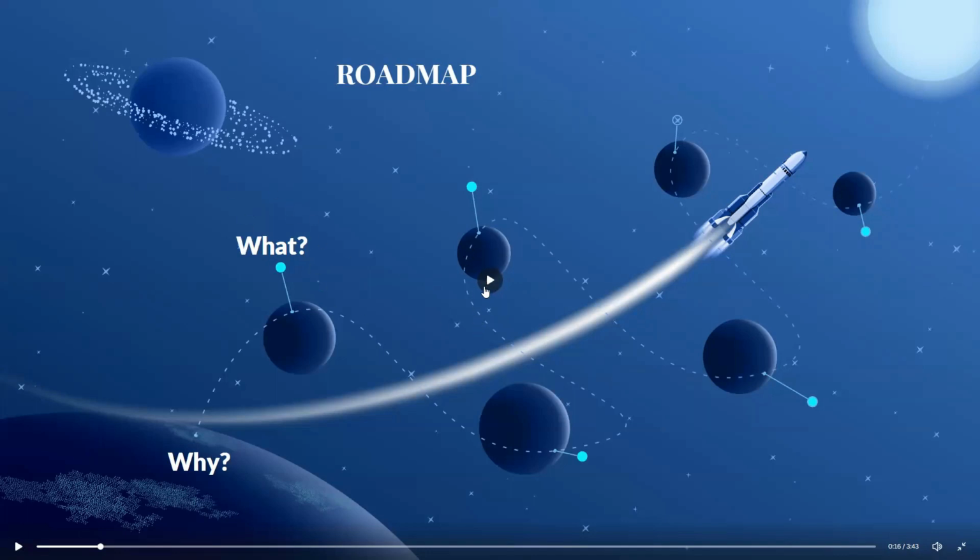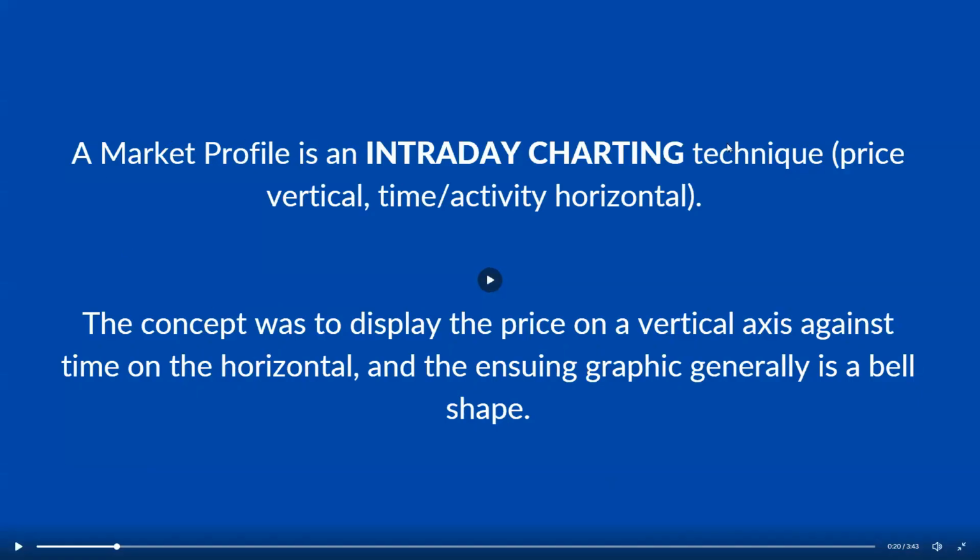So what is a market profile? Let's not go very far. I have taken a direct definition from Wikipedia itself. And if you search for market profile Wikipedia, these are the lines you will get. So it's an intraday charting technique or tool, which was devised in 1985, and in which price is on the vertical axis and time or activity is on the horizontal axis. And the concept was to display price on the vertical axis against time on the horizontal.